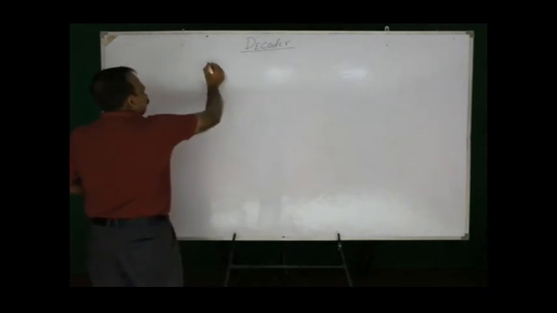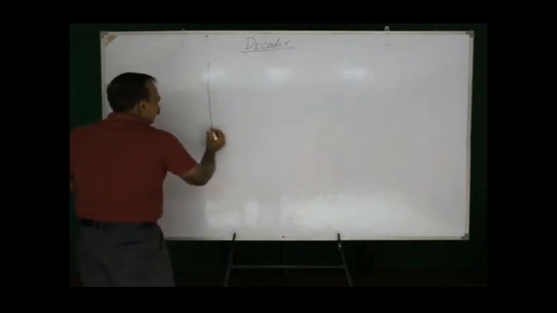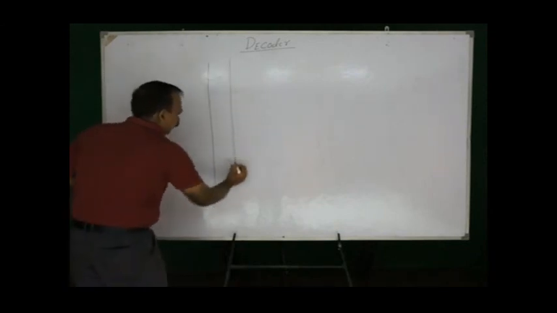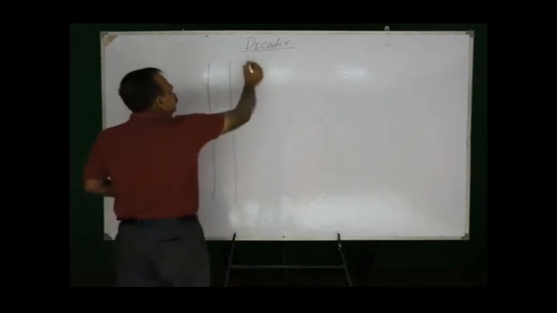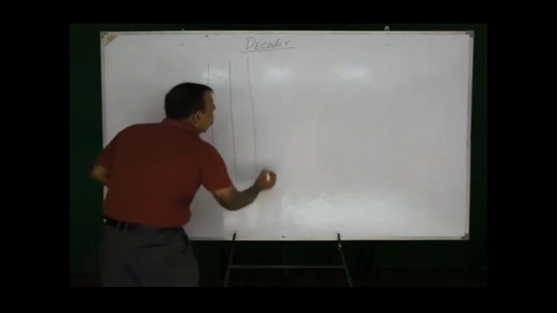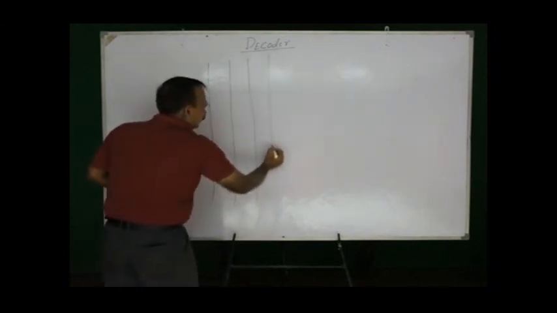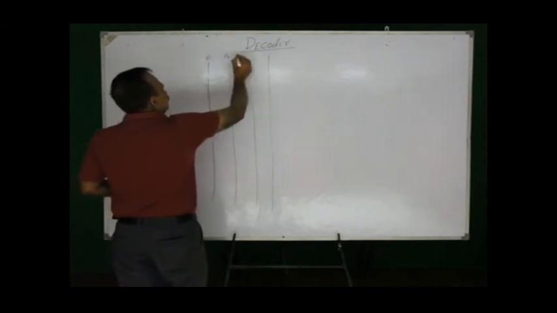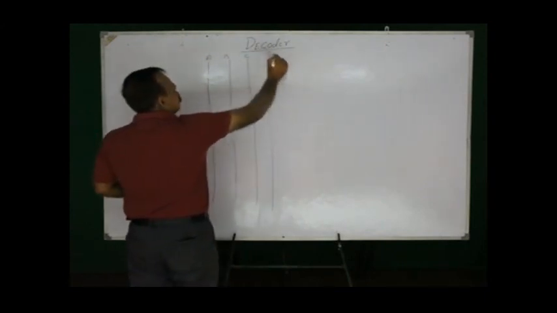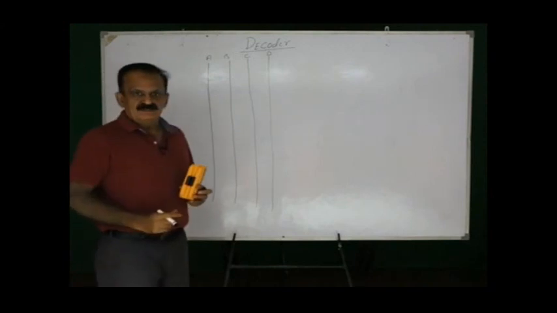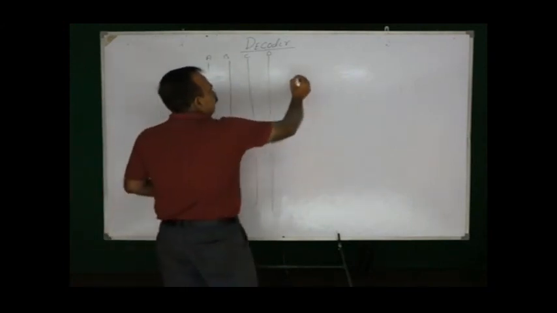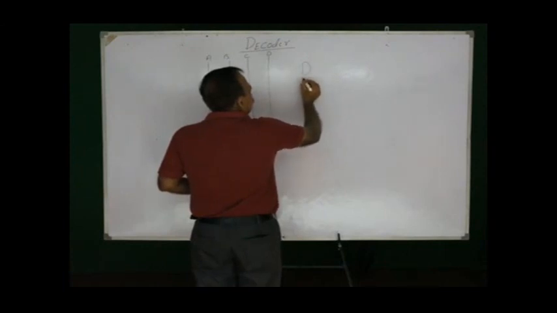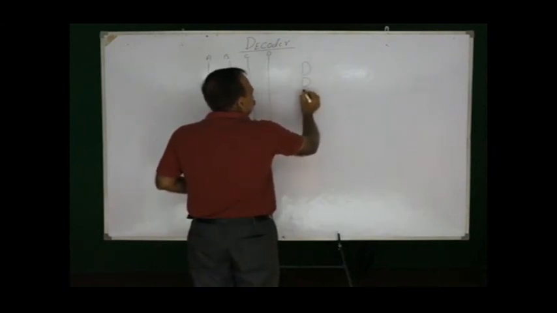We will be having 4 inputs. Let it be, these are the 4 inputs. These inputs will be representing the binary digits. Let it be A, B, C and D, the binary digits, right? And we will be having 10 gates, 10 outputs.